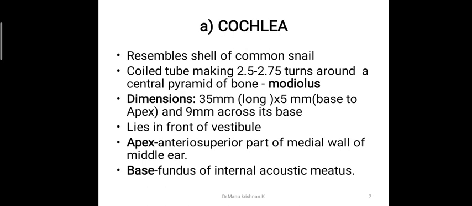The cochlea is composed of two parts, the apex and the base. The apex is the anterior superior part of the medial wall of the middle ear, while the base is the fundus of the internal acoustic meatus. These are very easy things to remember. Along with the presentation, you have to prepare your own notes, adding the points which you can find in further references.